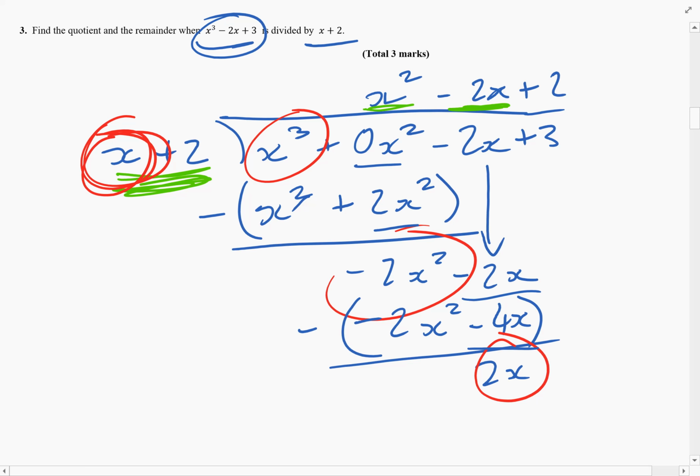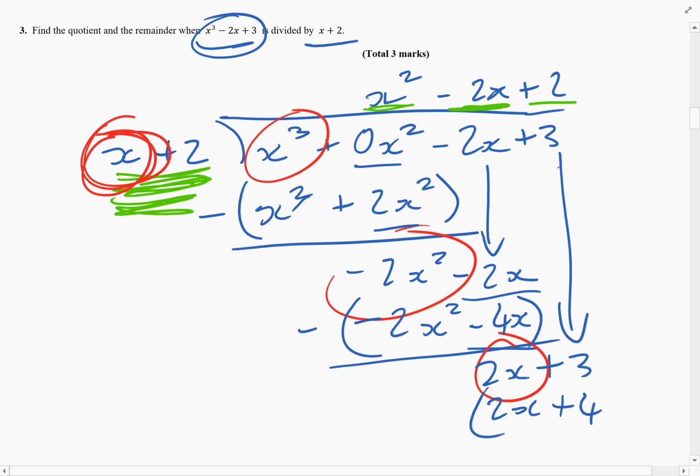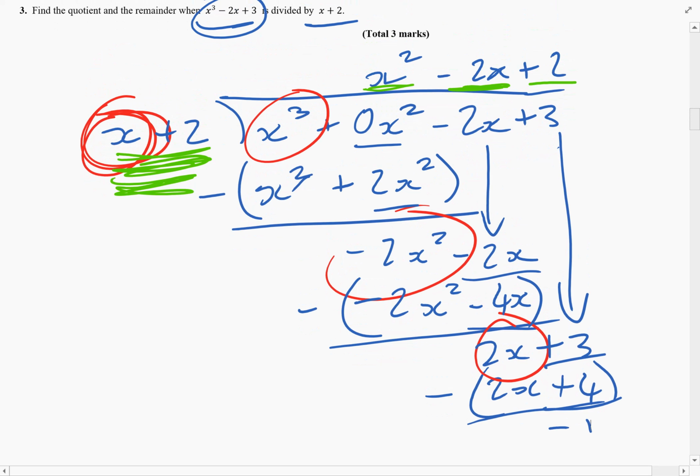And now we do the plus 2 times by all of this at the front, so we're going to get 2x plus 4 here. Let's bring the 3 down and subtract. 3 minus 4 is going to give us minus 1. And so you really should state in this question what's the quotient and what's the remainder.